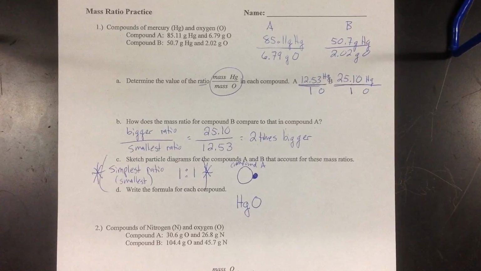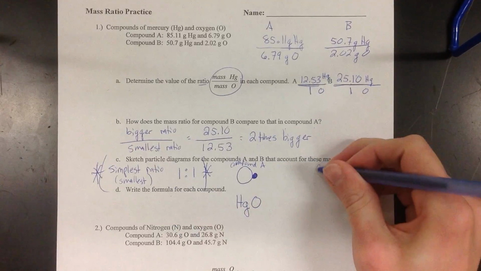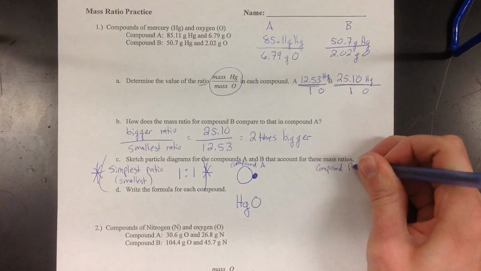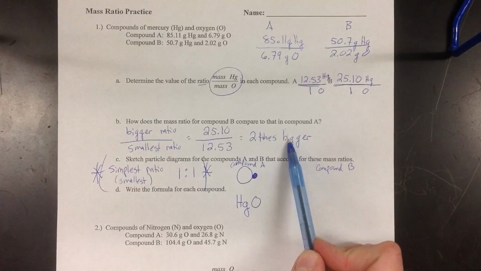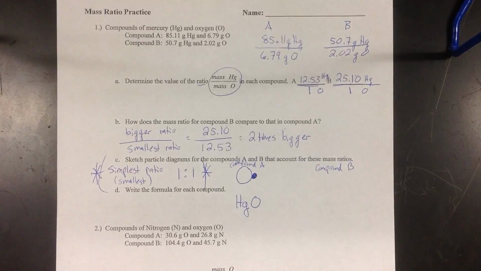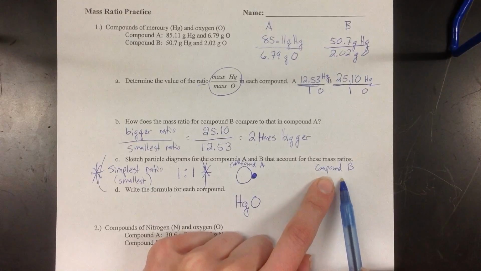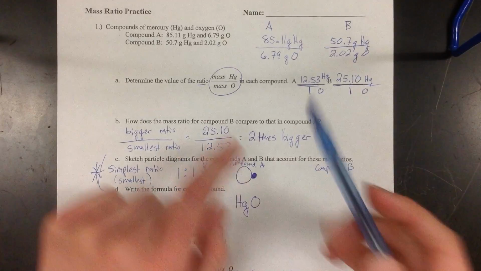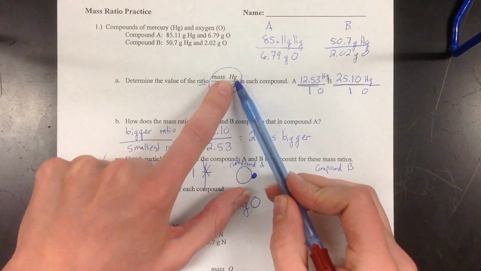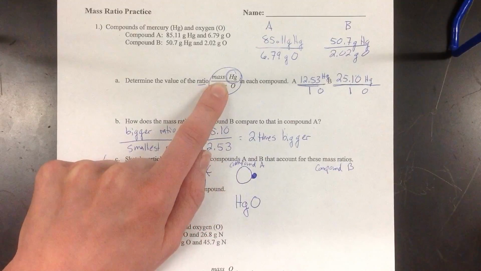Now, compound B. We need a formula, a particle diagram as well as a formula for compound B. We know that B is 2 times bigger than our compound A. So I have 2 times more of something in compound B. That 2 times more is going to refer to my mercury. And I know it's my mercury because this is 2 times bigger on the top. My numerator is 2 times bigger.